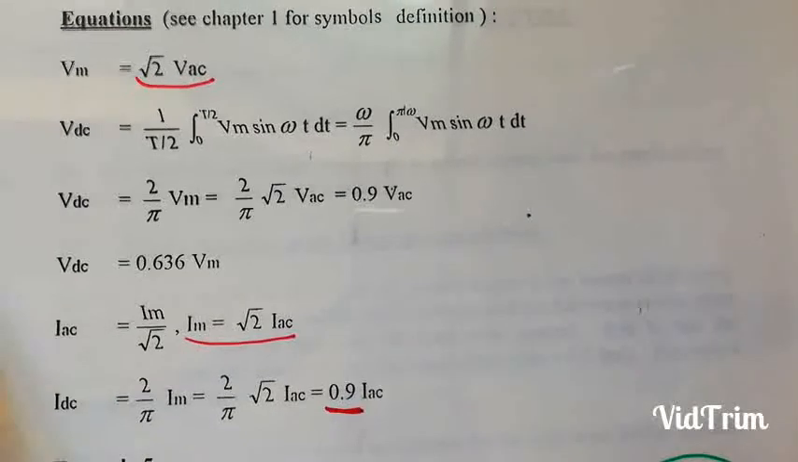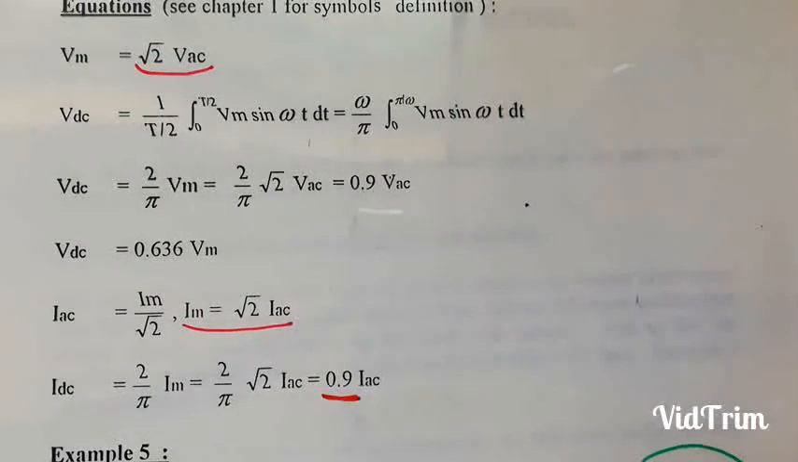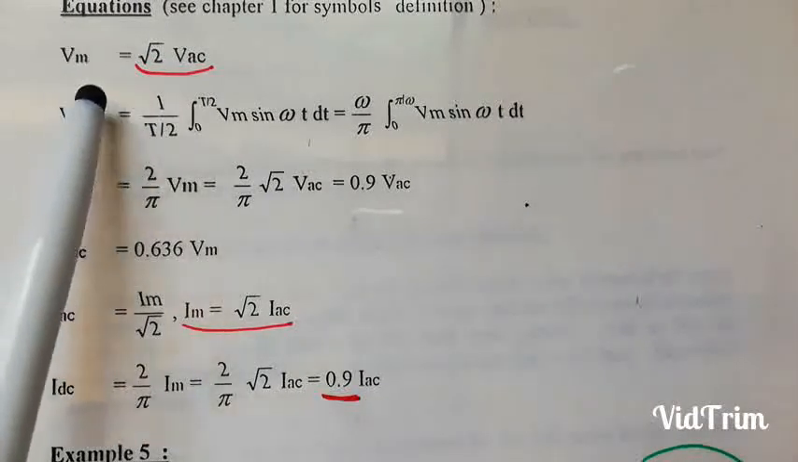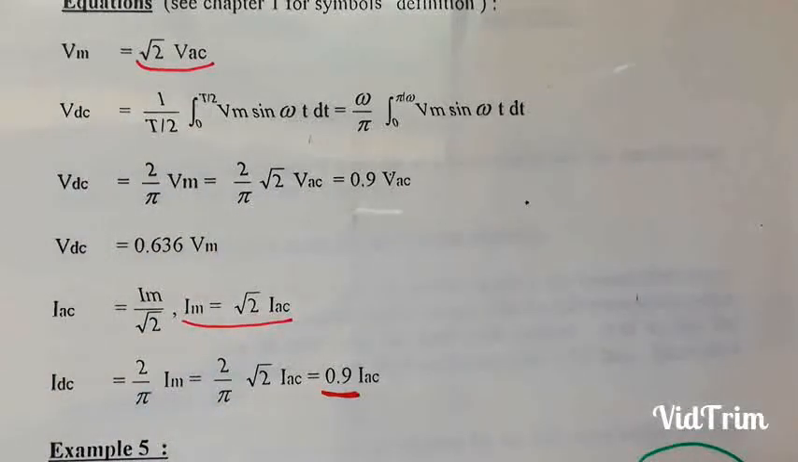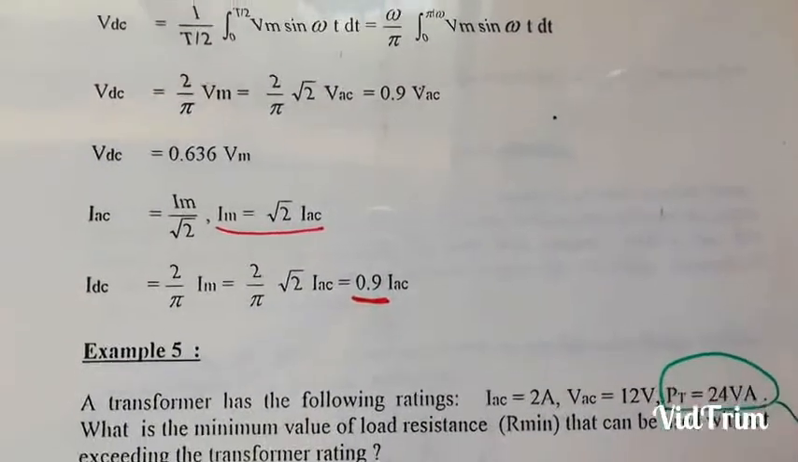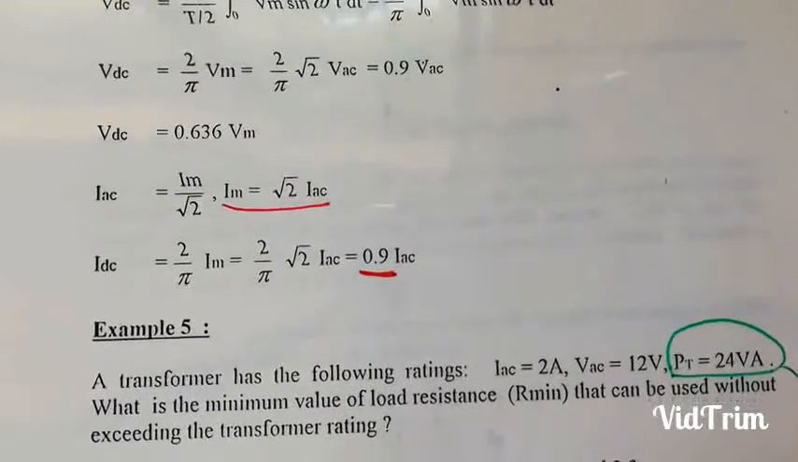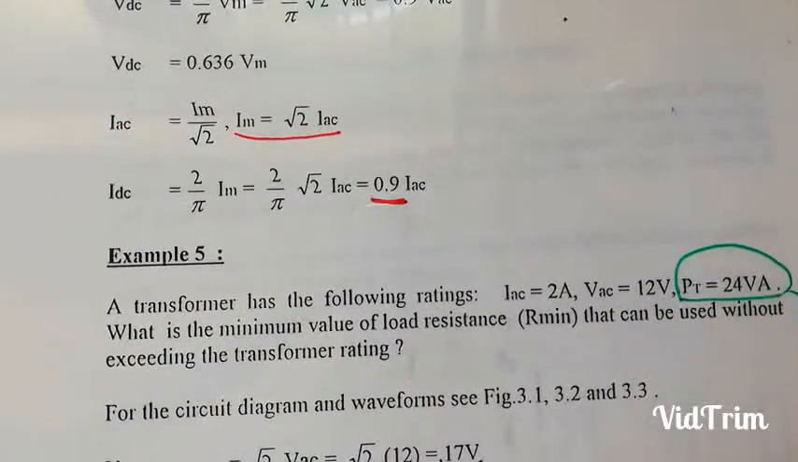Now we have the VM, which is the maximum peak voltage, equal to the square root of 2 multiplied by the VAC. Actually, I'm not going to go through all these equations. I'll just give you enough time to grasp what's written in there and concentrate on the main items.